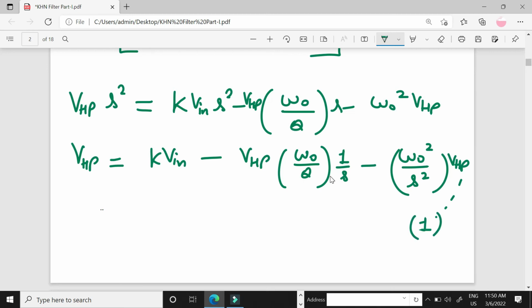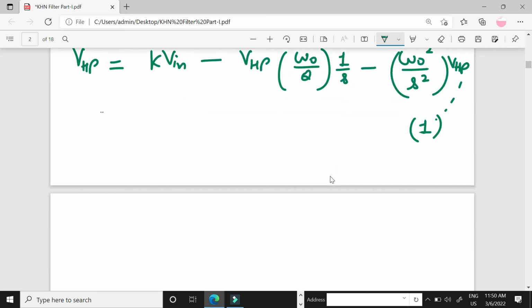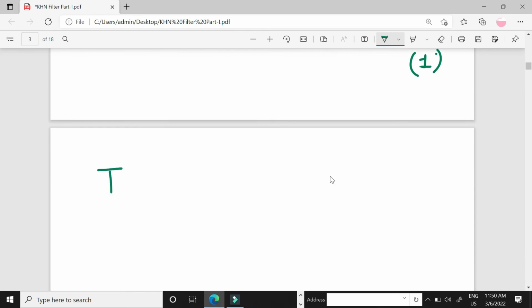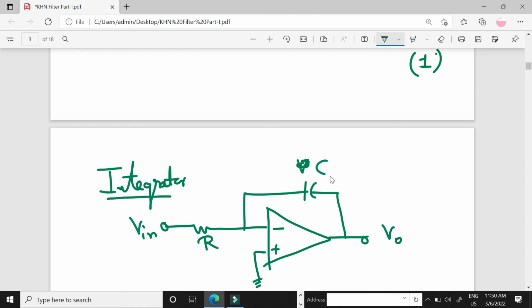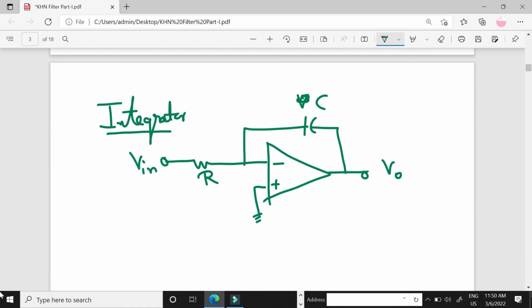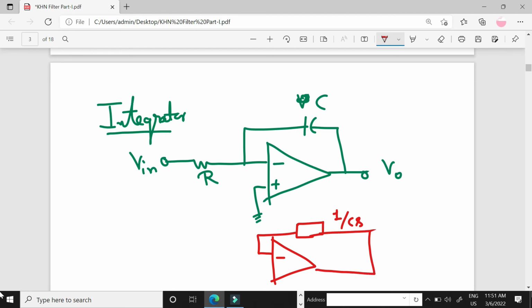Now we should know what is integrator. We know the integrator: this is R and this is C, this is the input voltage Vin, and this is Vo. So what is the output voltage? We can calculate by simple S transformation. Laplace transform of capacitor is 1 by Cs. This is output, this is input.